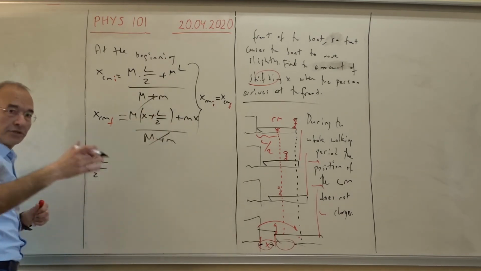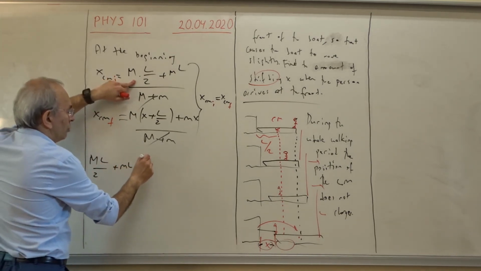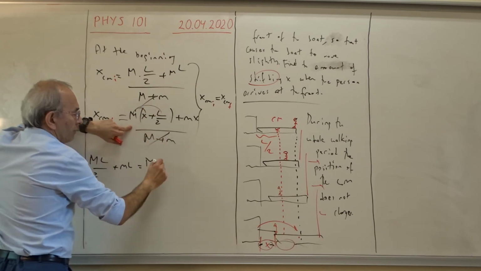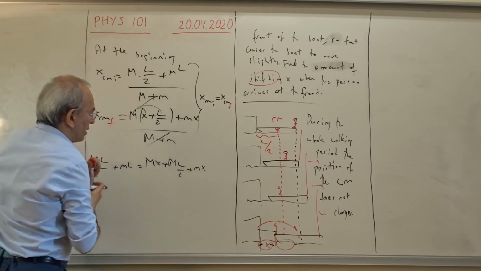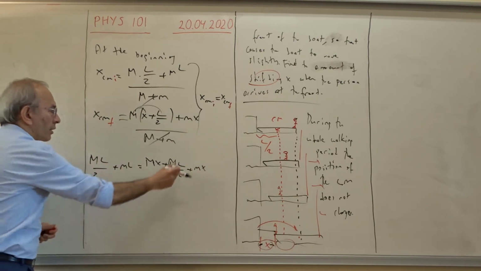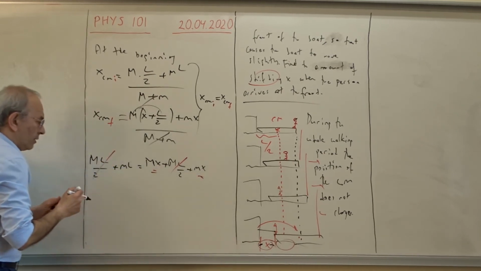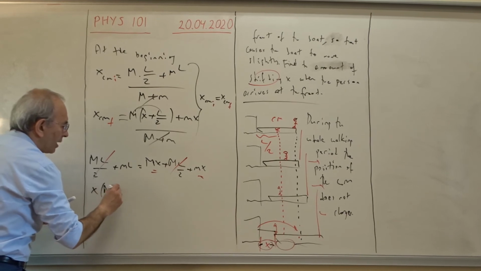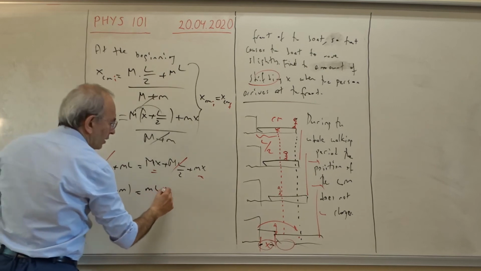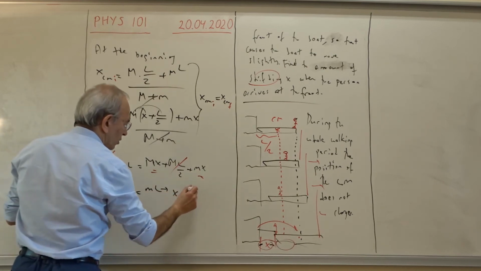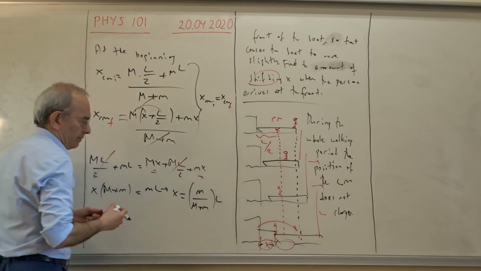First of all, denominators cancel each other. ML over 2 plus mL is equal to, if you open the parentheses, M times x plus M times L over 2 plus little m times x. Again, by subtraction, these two terms cancel each other, and we have the unknown x. So x multiplied by M plus m is equal to mL. So finally, it is easily found that x equals the ratio of the masses, m over M plus m, multiplied by L.